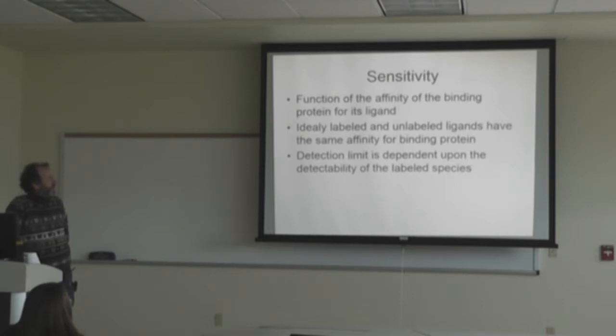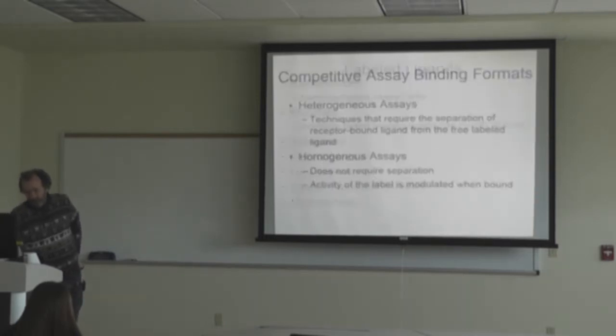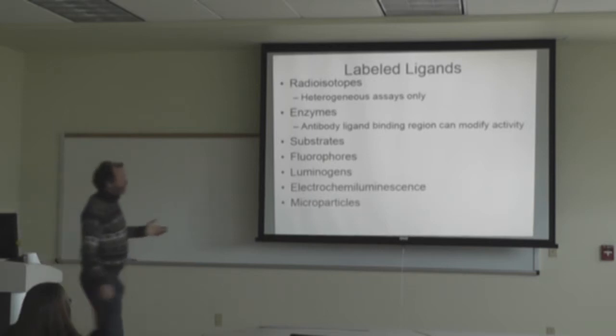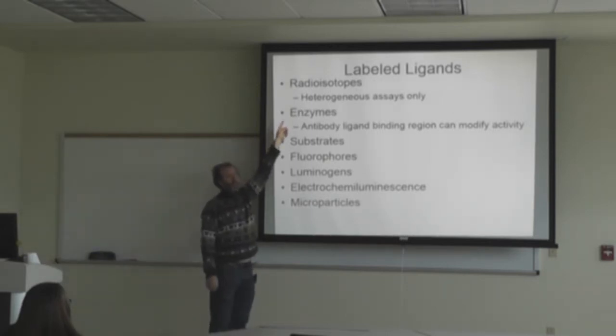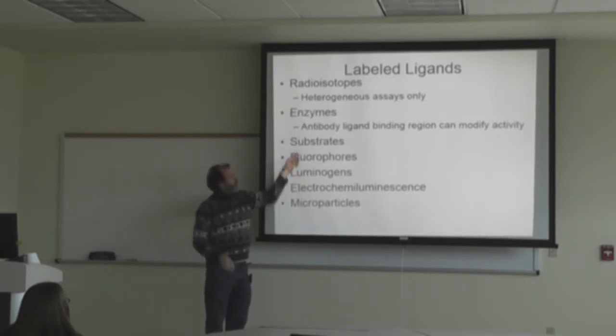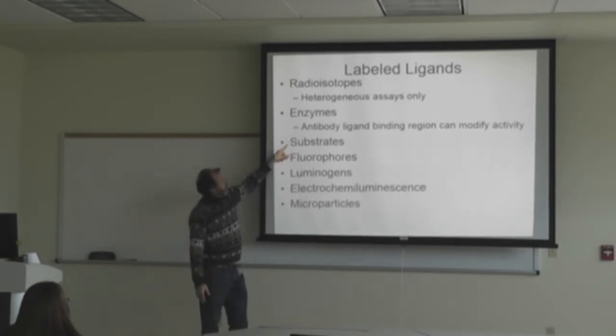Detection limits is dependent upon the detectability of the labeled species, and that's also going to depend on how you're detecting it, right? So enzymatic labels are pretty sensitive. Radioisotopes are probably the most sensitive, right? Because it's going to emit a constant amount of energy from that radioisotope, and it's easy to detect and really sensitive. In fact, you want very little radioisotope there, otherwise it'll be too noisy and you won't be able to detect it. Enzymes can be really sensitive because you're actually doing an enzymatic reaction that's going to amplify any signal that you have.